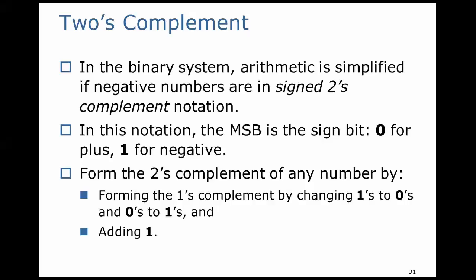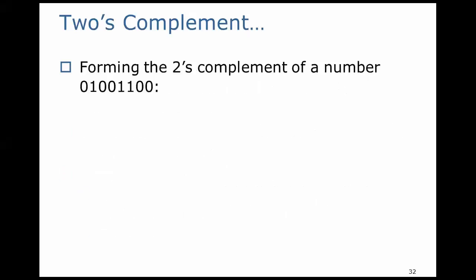And the ones complement is trivial to carry out. All we do to get the ones complement is any 1 gets changed to 0 and any 0 gets changed to 1. How easy is that? So let's see how this works. Let's form the twos complement of the number 0, 1, 0, 0, 1, 1, 0, 0.